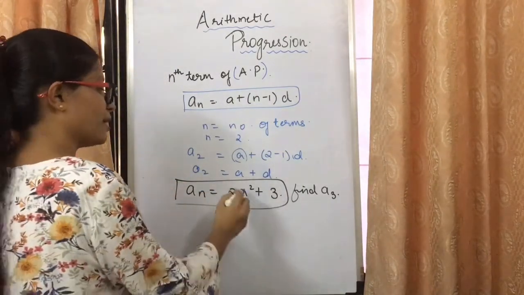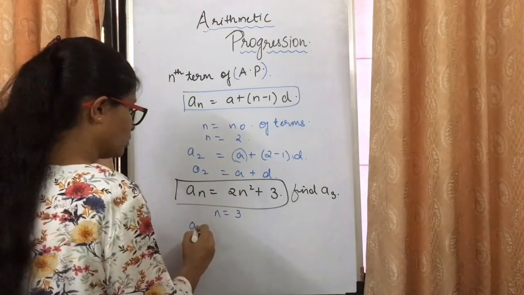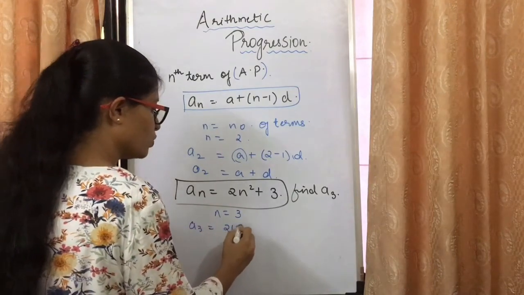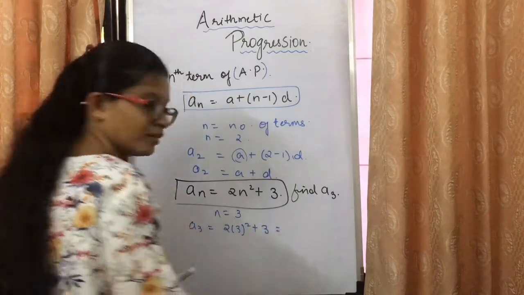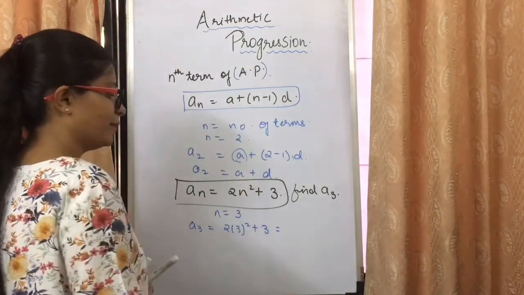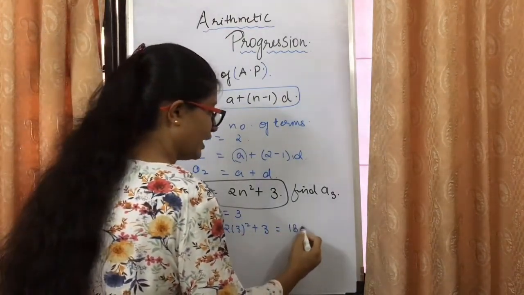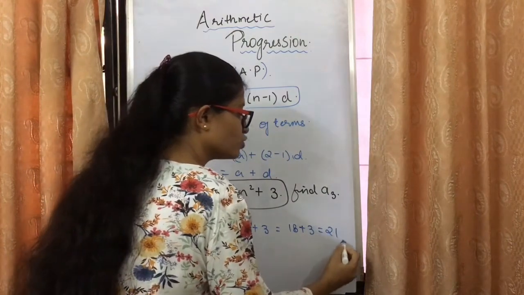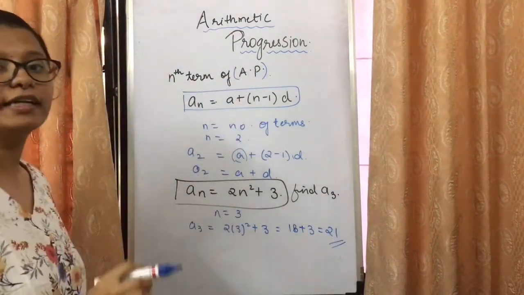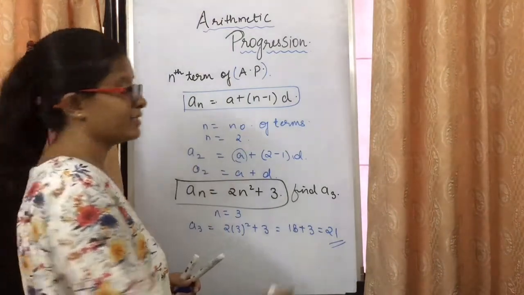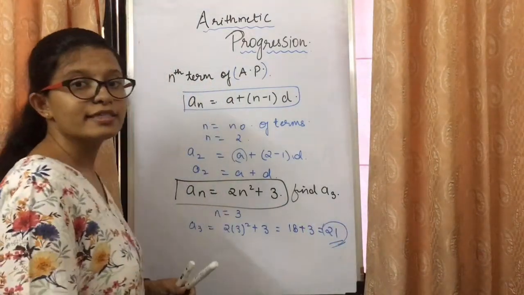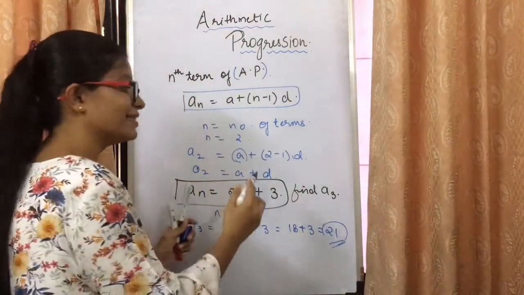If n is 3, substitute in this. So a3 is nothing but 2 into 3 square plus 3. Fine. 3 square is nothing but 9. 9 into 2 gives you 18. 18 plus 3 will give you 21. So the answer for the third term for the given series is 21. This is how where the AP plays the role.